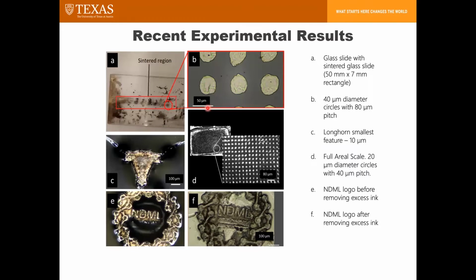So most of our experiments or parts that we've been able to fabricate have been done on glass slides as our substrates. We've also done some parts on silicon wafers with different coatings in the past as well. There are a couple of examples of dot arrays here at a couple of different pitches and diameters. We also have this Longhorn, which notably has a minimum feature size of 10 micron at the tip of the horns. And also here we have the NDML lab logo.